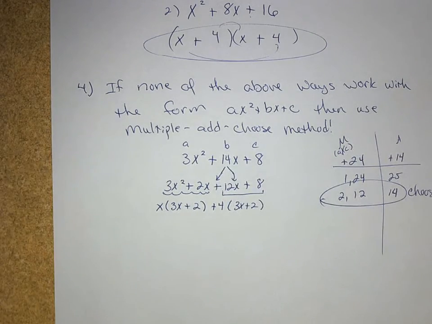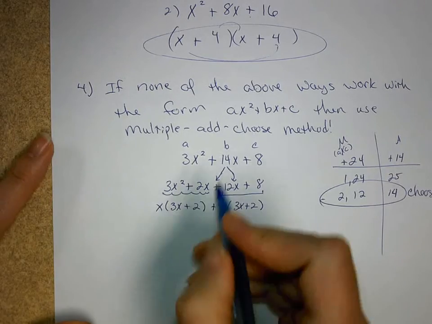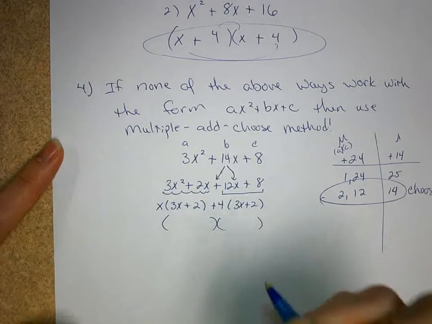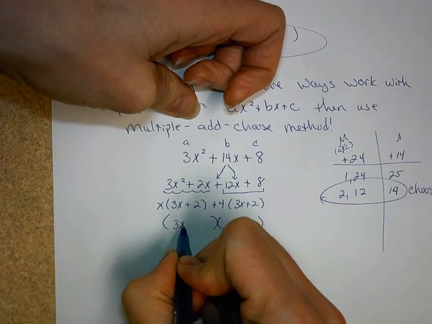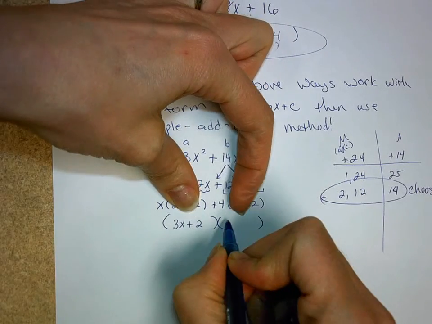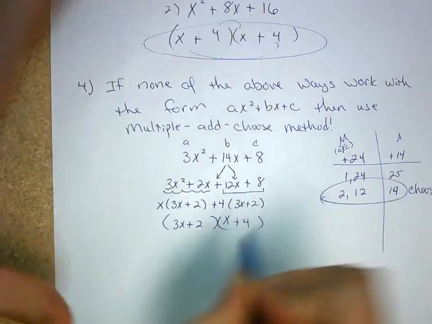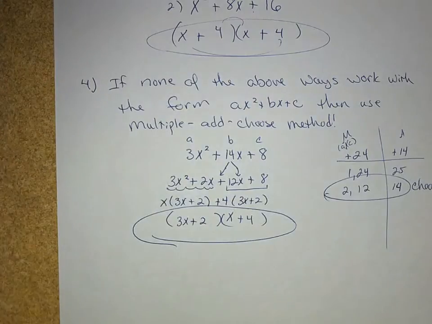Now, remember in our brain, the 3x plus 2 now becomes your greatest common factor. So now I can get my 2 sets of parentheses, because I'm going to take out my 3x plus 2. What's left? An x. There, it's factored.